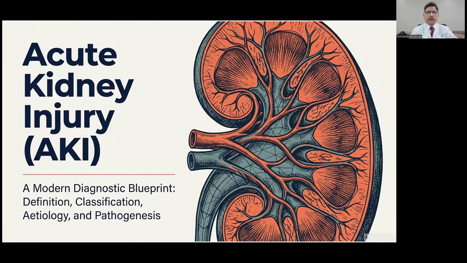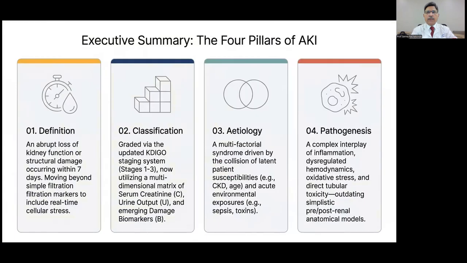The first part. It's in three parts. Part one is the definition, classification, etiology, and pathogenesis. Now, there are four pillars of AKI. This is an executive summary of the talk. One, the definition. Two, the classification. Three, the etiology. And four, the pathogenesis.